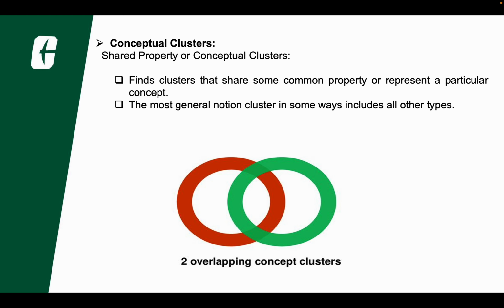And the last one is the conceptual cluster. A conceptual cluster, or shared-property cluster, finds clusters that share a common property and represent a particular concept. The most general notion of a cluster in some ways includes all other types. Here are two overlapping conceptual clusters. This is an example of a shared property, because the overlapped region is a shared property.